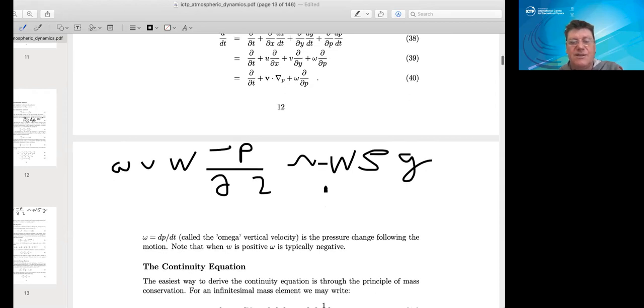But this is just something we have to keep in mind, that when we say omega is positive, we mean actually that the flow is going towards increased pressure, which is going downwards.